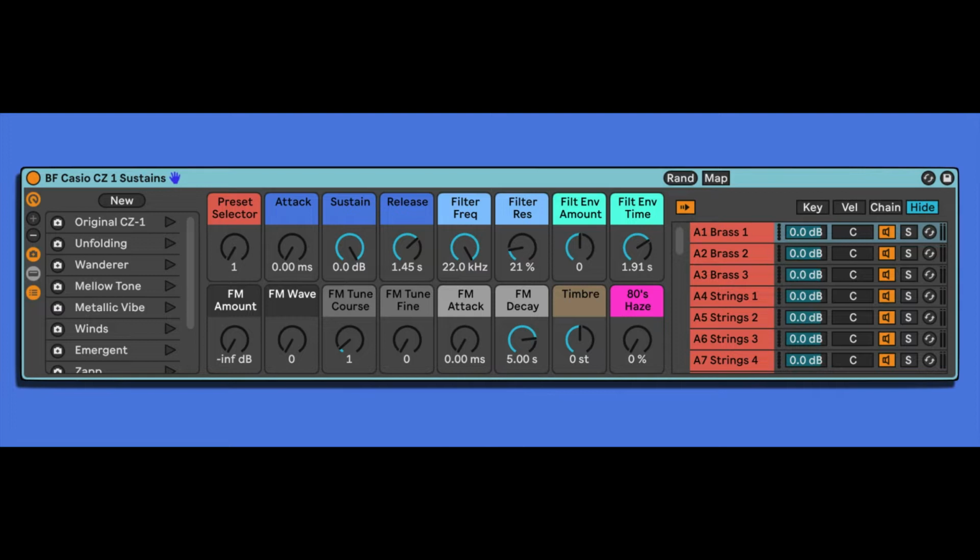Phase distortion was a type of synthesis made by Casio that's kind of the answer to frequency modulation, which was popular in the 80s. It has a lot of those similar metallic sounds, but there's something else that's special about the phase distortion sound that's unique.